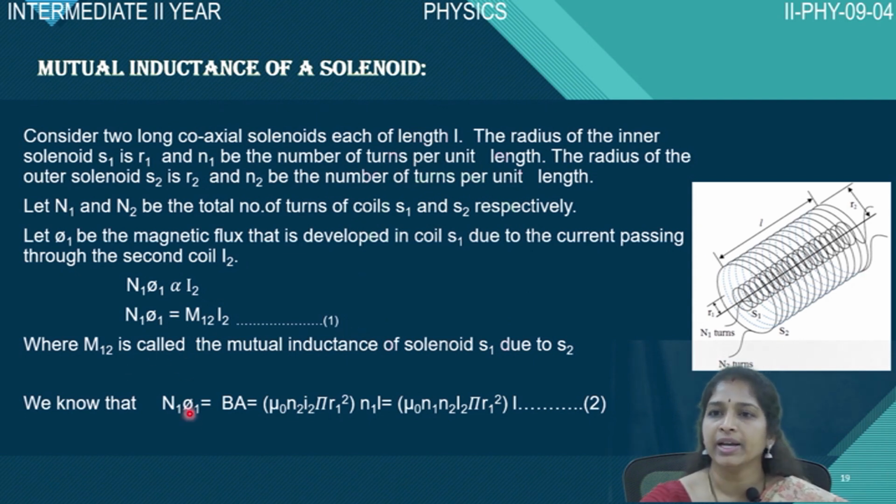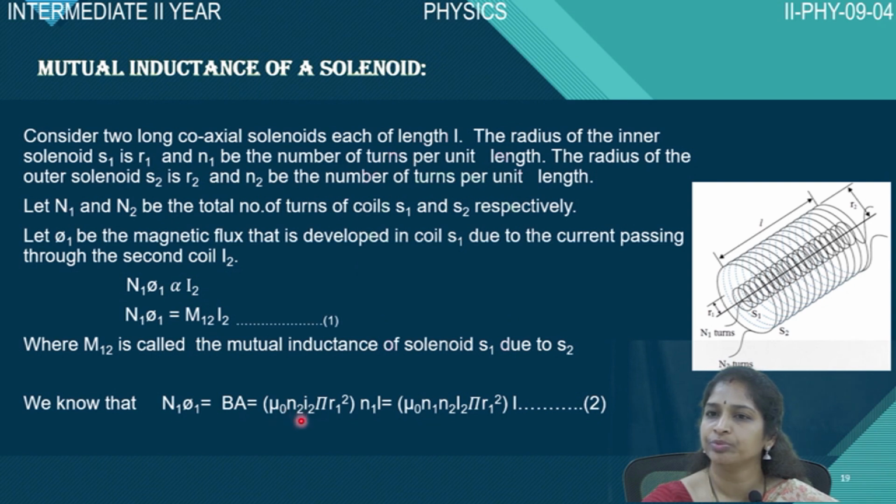And we know the magnetic flux phi is B into A. This is the expression for magnetic flux. So now what is the total magnetic flux in the first solenoid that we are calculating? There are N1 number of turns. So N1 phi1, the total flux in solenoid S1, is B into A. What is B? It is the magnetic field induction due to a solenoid. We know the expression for the magnetic field induction due to the solenoid is mu naught n I. But here I wrote it as mu naught n2 I2.